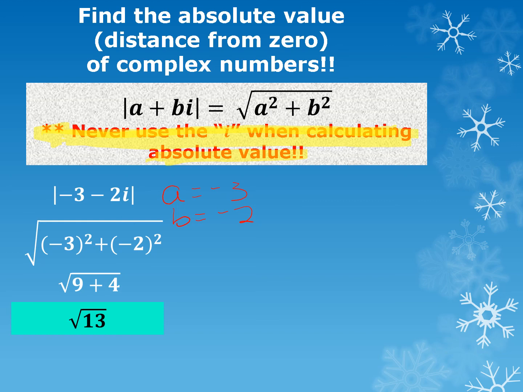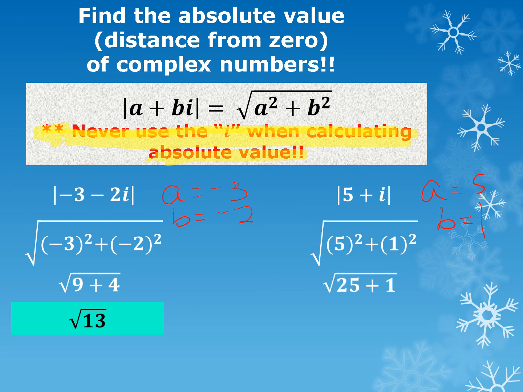Let's look at another example. 5 plus i. Well, that tells me that my a is 5, but it also tells me that my b is 1. So I'm just going to plug in, and again, remember, we do not use the i. Don't use the i, you'll cry. So square root of 5 squared plus 1 squared. Well, 5 squared is 25, 1 squared is 1, so that becomes the square root of 26. And that's all you can do with it. Again, it won't simplify. It's not a perfect square, so we leave it just like that.